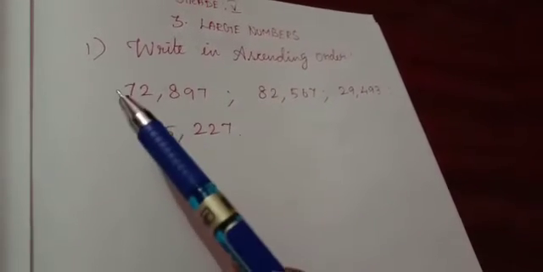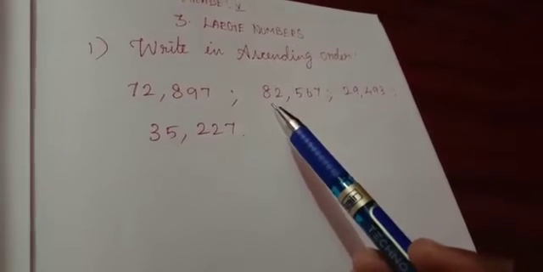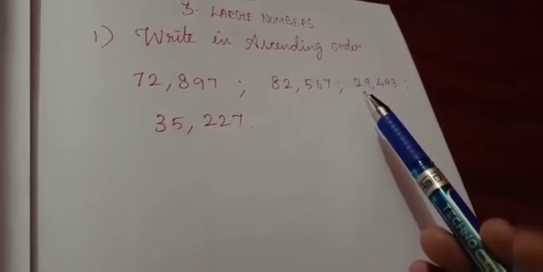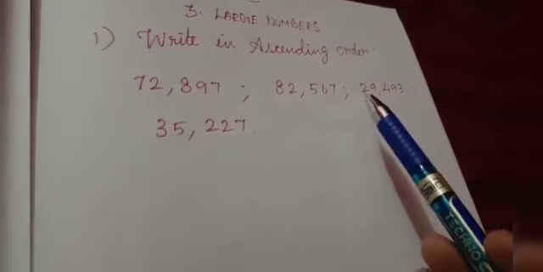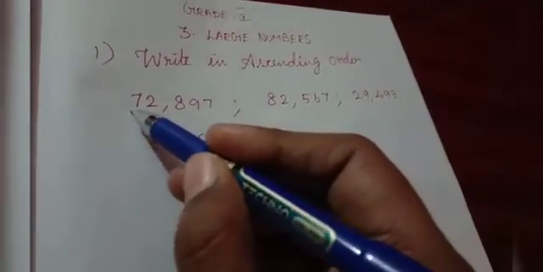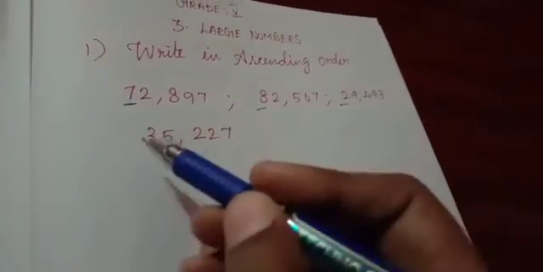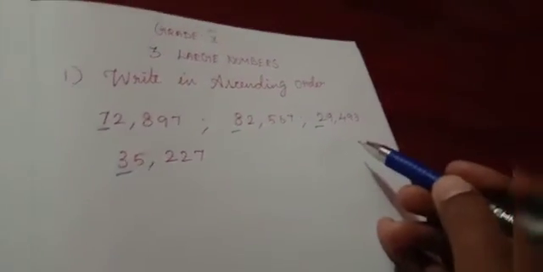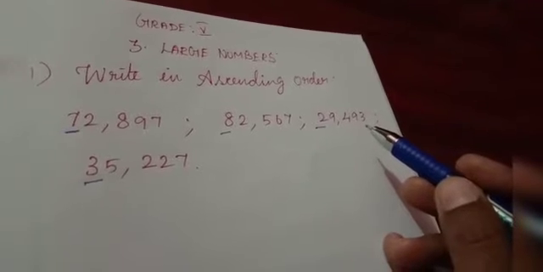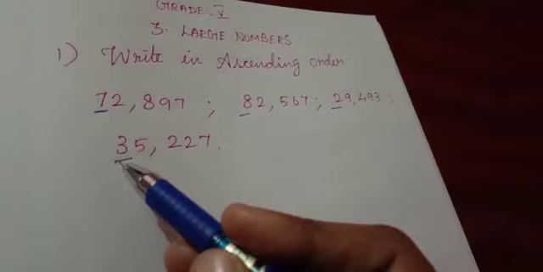Here in the first number, what number do we have in the 10,000s place? 7. Then in this number, the 10,000s place we have 8. In this one, the 10,000s place we have 2. And here we have 3. While comparing, which is the smallest one? 2 is the smallest one. Definitely this one, 29,493, we can take as the smallest. After writing this, we can go for this.